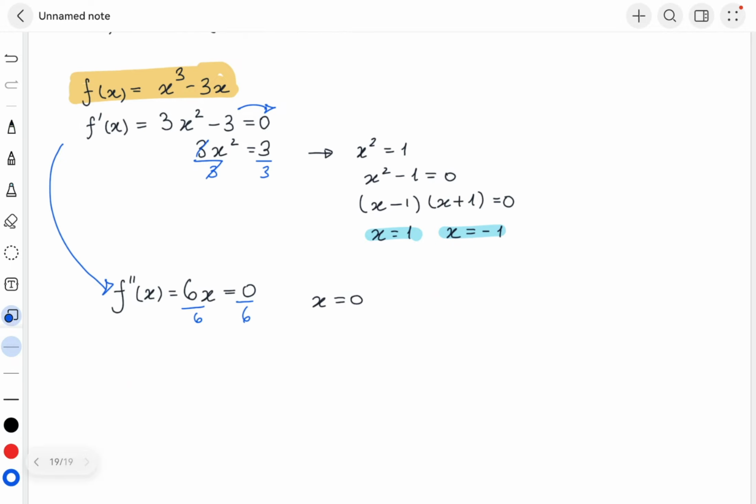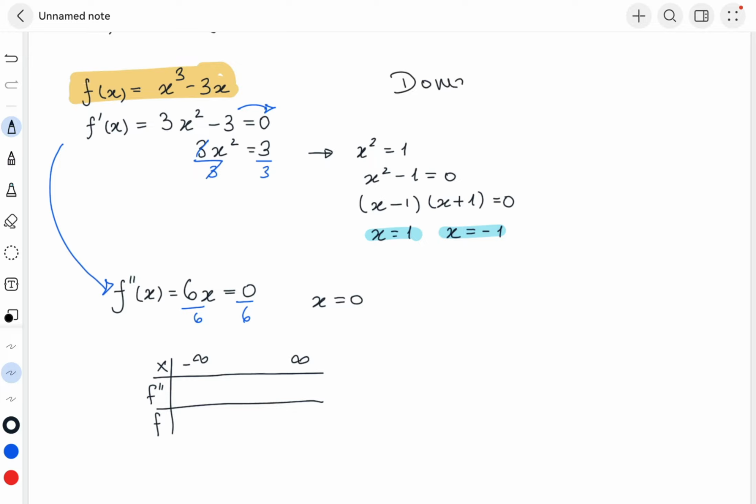Now we do our table like we did in the first derivative test, where we have x, f double prime, and f. Of course our domain is from negative infinity to infinity, since we don't have any restrictions or conditions. The same thing we did in the first derivative test, we put a line in the middle and put a 0 on it, which means f double prime at 0 is 0. Now we take test values: a number between negative infinity and 0, let's take negative 1, and a number between 0 and infinity, which is 1.